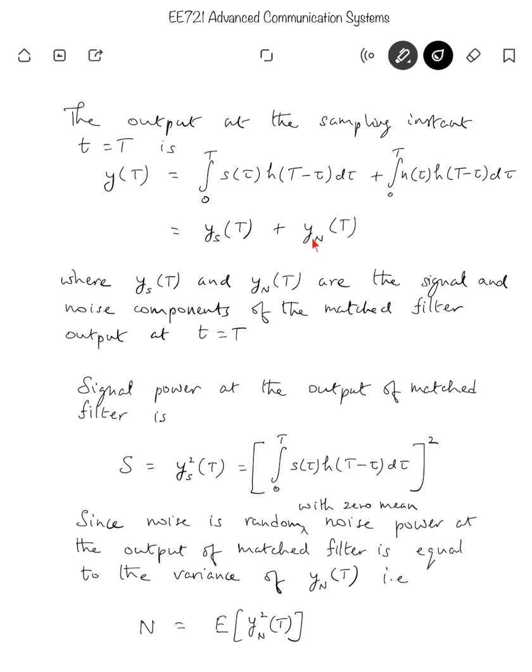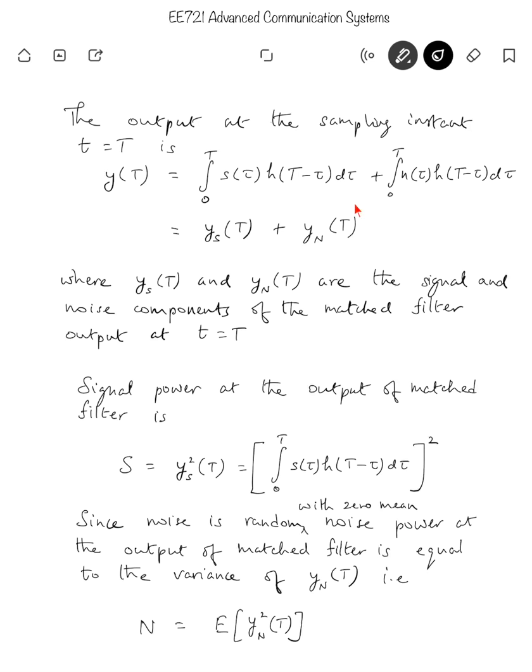We can't say the noise power is simply yn square of t as the signal power, because unlike the signal component, which is a deterministic component, the noise is not deterministic. Noise is random. Because the noise is random, we need to use statistical methods to find the noise power, and given that the noise we are dealing with is zero mean, the noise power is given by the variance.